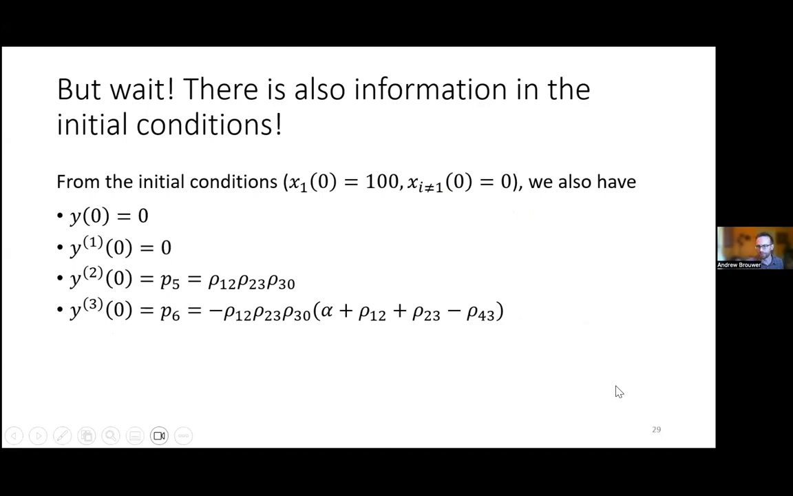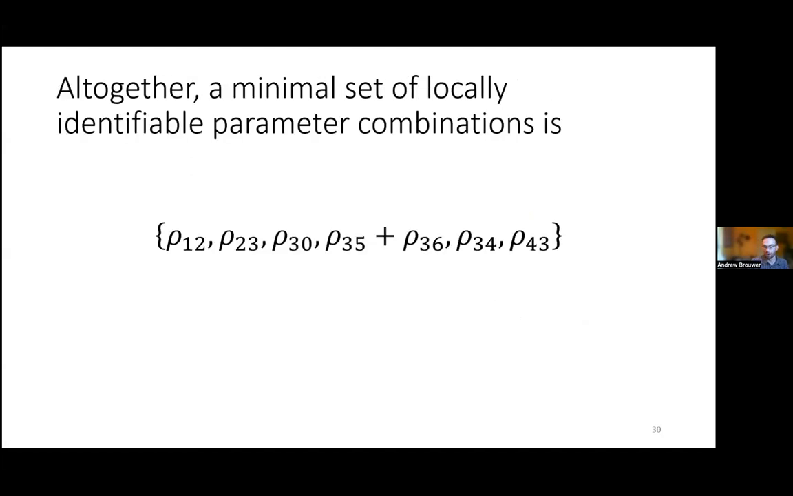However, there's also some information in the initial conditions, because if we're perfectly observing our y's, we can observe what the initial conditions of the derivatives are, and we can see that we have this additional parametric information. And altogether, if I were to put them all together, a minimal set of locally identifiable parameter combinations, because of the initial conditions, we can recover row 30, row 34, row 43, and the only thing that we cannot is row 35 and row 36. That's a bit anticlimactic from the purposes of this talk, but we'll come back to them in a sec.